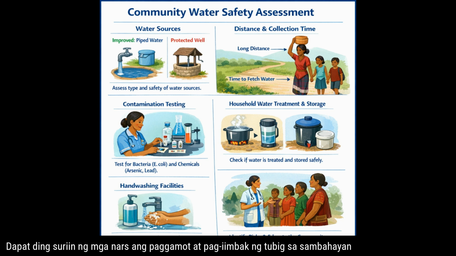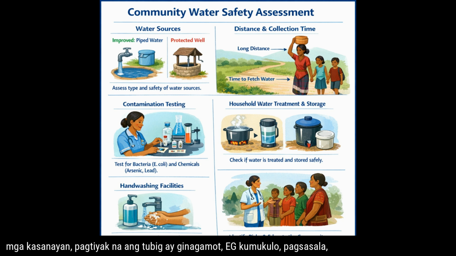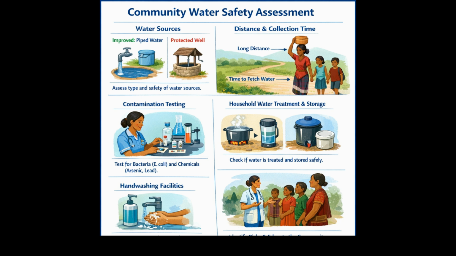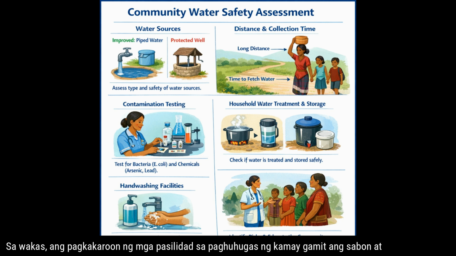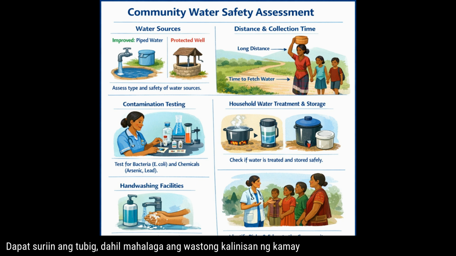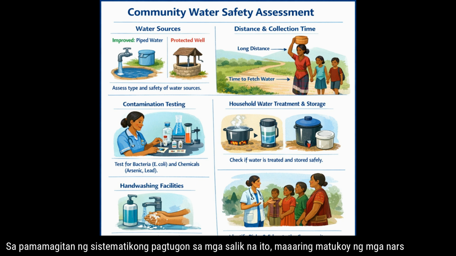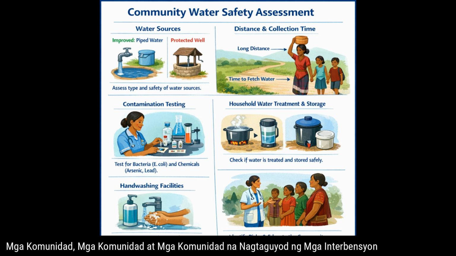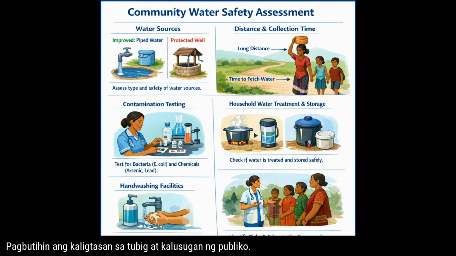Nurses should also evaluate household water treatment and storage practices, ensuring water is treated, e.g. boiling, filtration, chlorination, and stored in clean, covered containers to prevent recontamination. Finally, the presence of hand-washing facilities with soap and water should be assessed, as proper hand hygiene is essential for preventing disease transmission. By systematically addressing these factors, nurses can identify risks, educate communities, and advocate for interventions to improve water safety and public health.